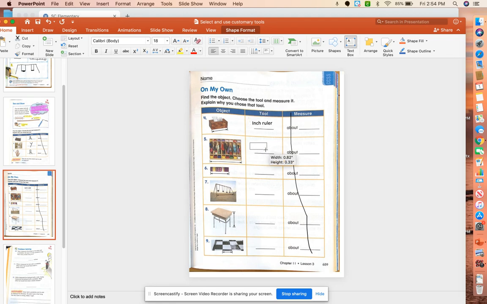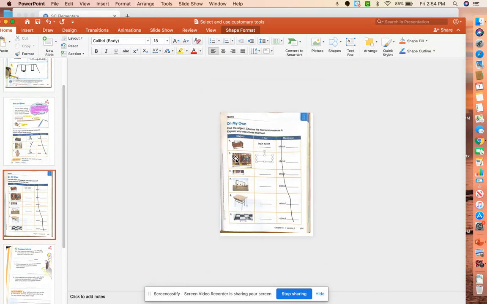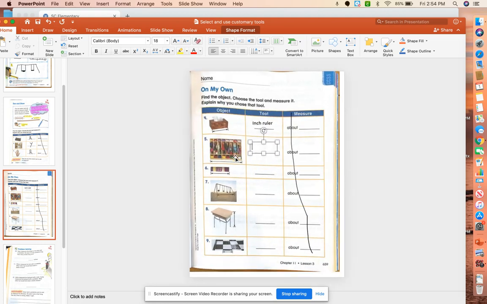How about this next one? All right, these look like the cubbies. Are they? Yep. Oh, what do you guys think? The cubbies at school, what would you use?